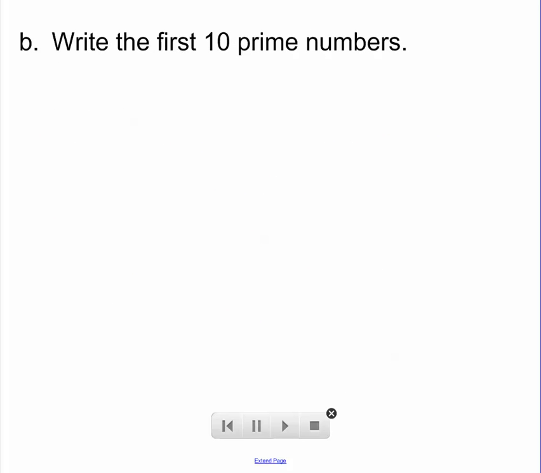Write the first 10 prime numbers. Well, is 1 prime? No, it's not, because 1 only has 1 factor. Is 2 prime? Yes, it is. Is 3 prime? Yes, it's only divisible by 3 and 1. Is 4 prime? Well, all even numbers are divisible by 2, so 2 is actually the only even prime number. So we can ignore all even numbers at this point, but 5 is prime. It's only divisible by 5 and 1. 7 is only divisible by 7 and 1.